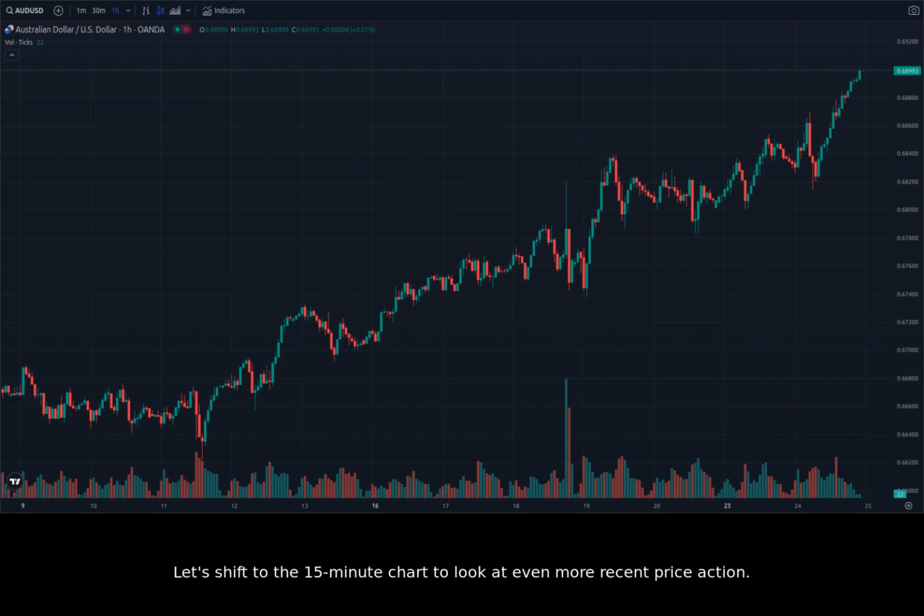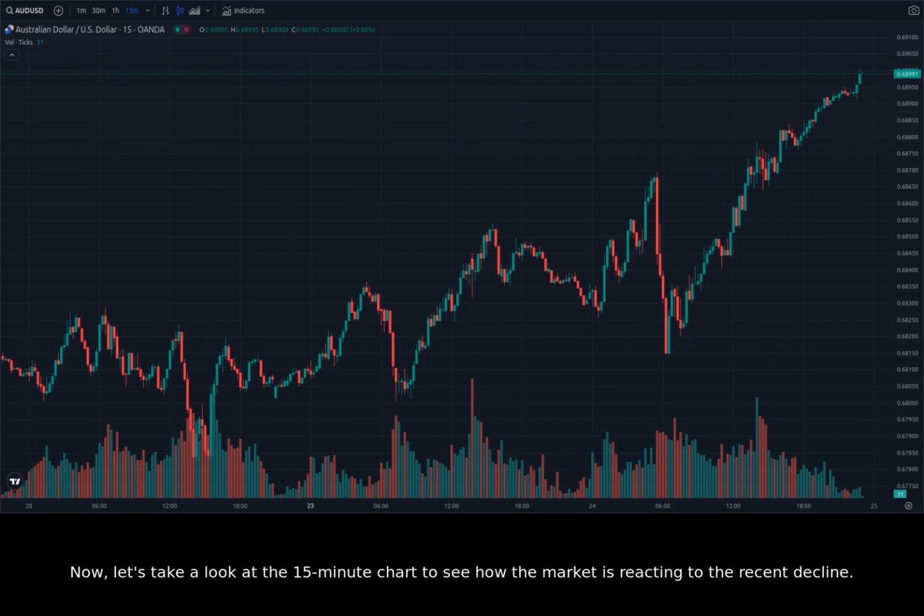Let's shift to the 15-minute chart to look at even more recent price action. Here, we see a slight downward trend, with the price moving below 0.6880. This could be a sign that the AUDUSD is losing momentum. However, it's important to note that we're looking at a very short time frame. The price could easily bounce back up. We'll need to keep an eye on the next few hours to see how the market is developing.